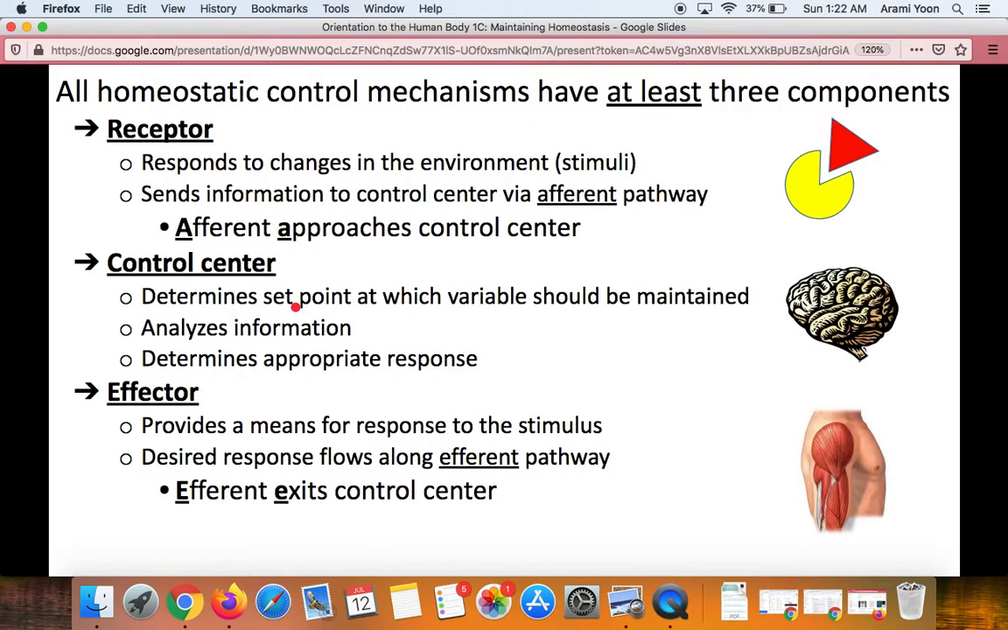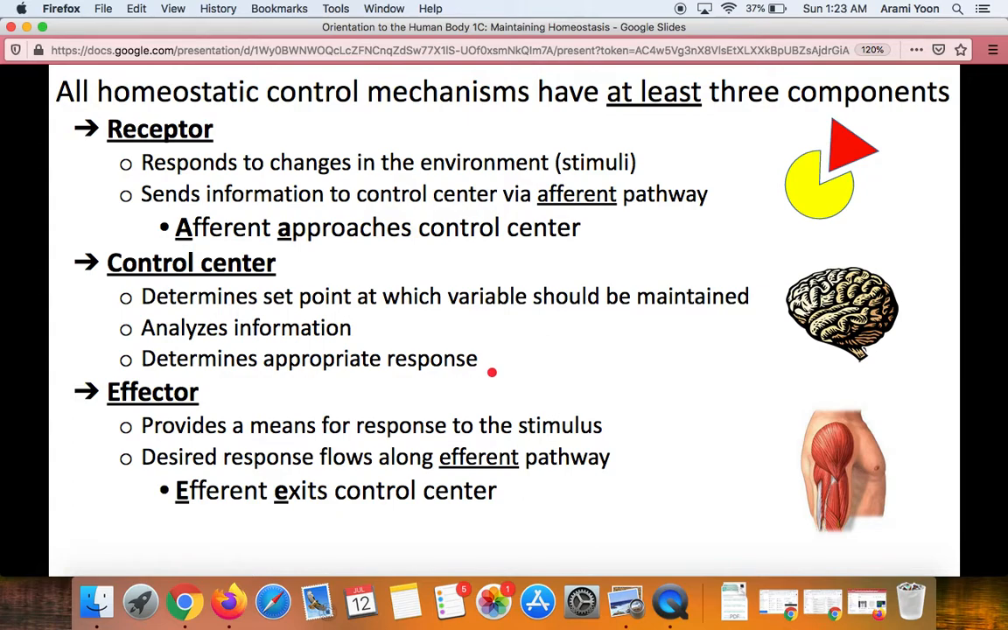In other words, what temperature should you maintain your body at? What blood pressure should you maintain your body at? How much blood sugar should you have in order to be healthy? So what is that set point? The control center will analyze information that came from your receptors up that afferent pathway, and that's going to allow your control center, your brain, to determine the appropriate response.